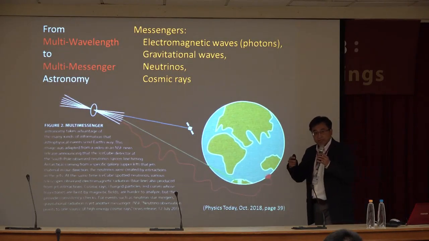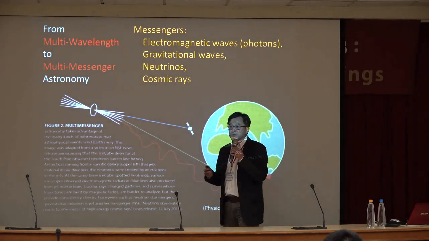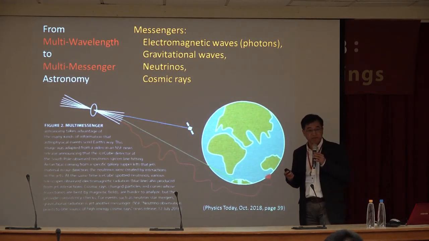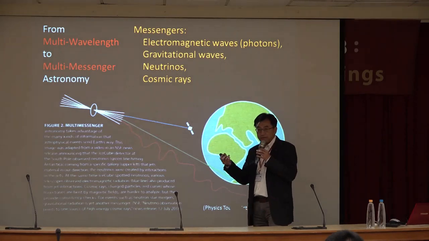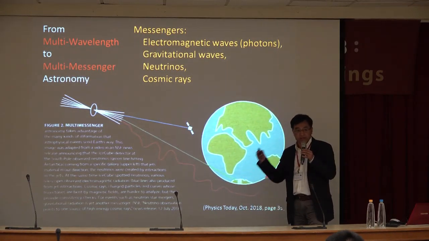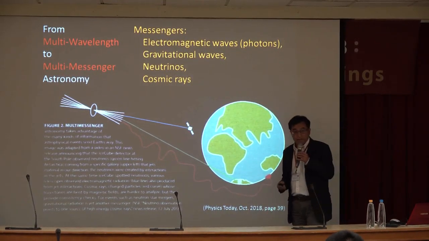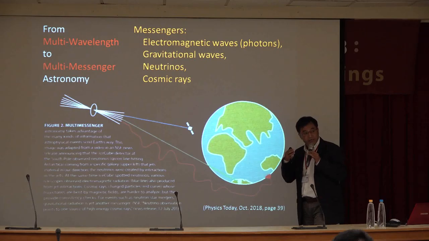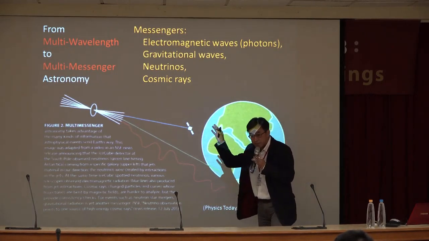So in the past several decades, astronomers were talking about multi-wavelength astronomy. That is observations not only in optical, but also in radio, in X-ray, in gamma rays. Of course, we know multi-wavelength observation is very important for our understanding of astronomical systems.